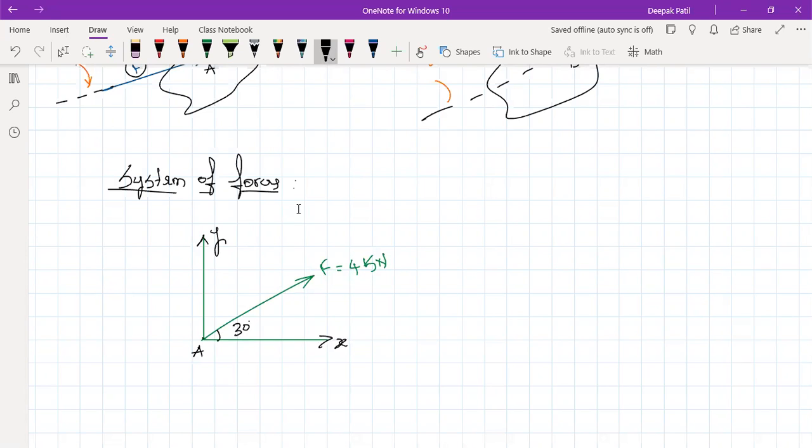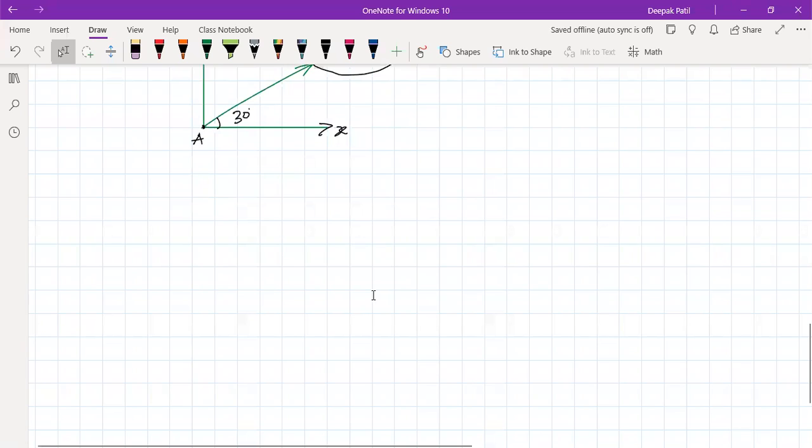Now I can say that the first parameter, that is magnitude of the force, is 4 kilonewton. Second parameter is the direction. So I can say that the force F is at an angle of 30 degree with respect to x axis. And the next point, I can say that the point of application, that is the force is getting acted at point A. So these are the three characteristics which you need to mention whenever you try to mention a force, right?